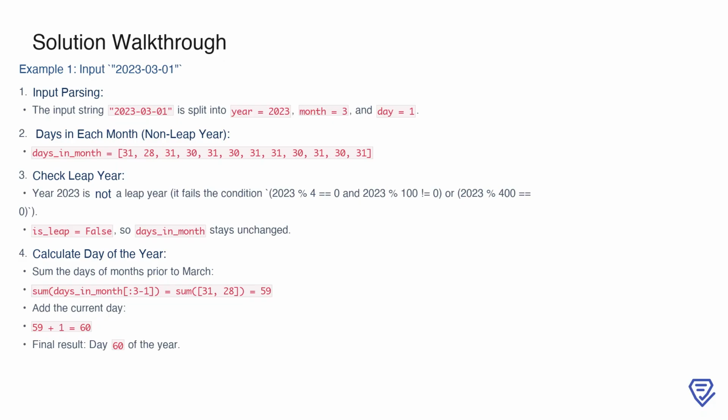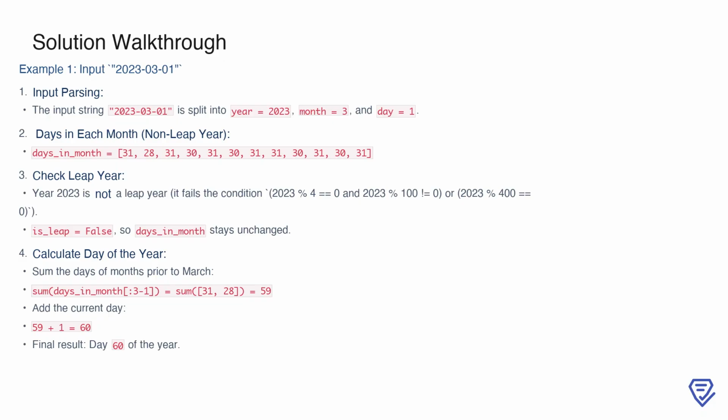We confirm this by checking the leap year condition. A year is a leap year if it is divisible by 4 but not by 100, or if it is divisible by 400. For 2023, this condition is false, so we set is_leap to false, and the days_in_month list remains unchanged. Finally, we calculate the day of the year by summing the days of all months before March, which gives us 59 days, and then adding the current day, resulting in a total of 60.